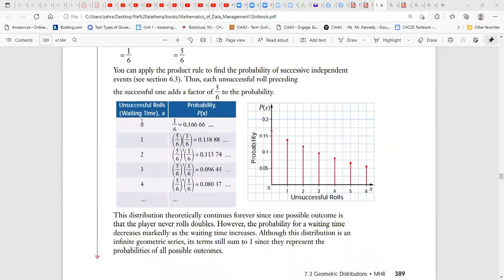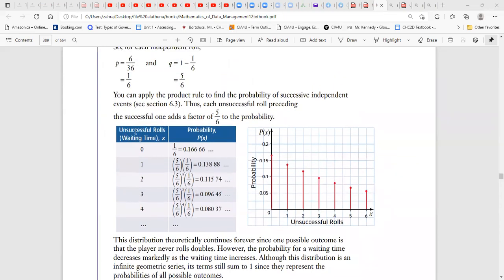Now, let's say the waiting time is 0. The first time you roll it, it becomes a double. So the probability of that is going to be 1 over 6. Just pay attention, the X here is a waiting time. The waiting time here is 0, which means you don't need to wait. Right away, you will have a double, and the probability of that is 1 over 6. X equal to 1 means the first time you roll it, you fail, and then your second time, you have a success.